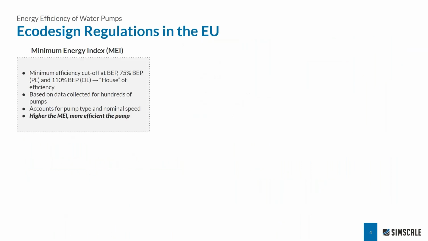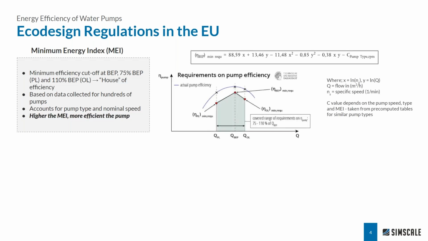An overview of the regulations as prescribed in the EU. So the EU defines what is known as the minimum energy index, which is the minimum efficiency a water pump must have at best efficiency point, 75% BEP and 110% BEP, resulting in what is known as the house of efficiency. So for a pump to be operated in the EU, the actual efficiency of the tested pump should be above this house of efficiency, with the minimum being calculated using a predefined table that was collected using data from many pumps.